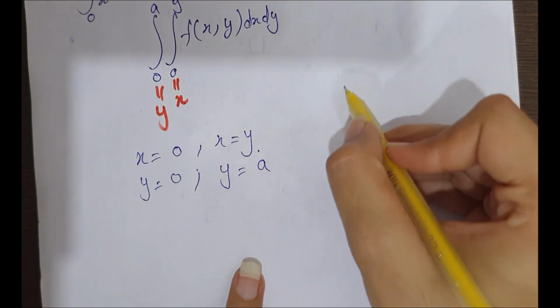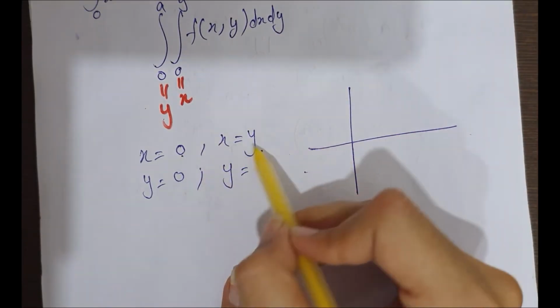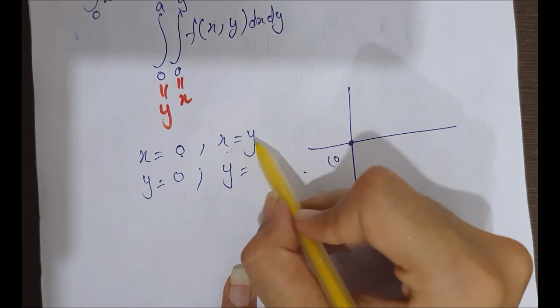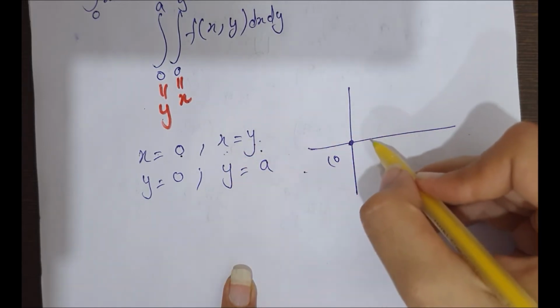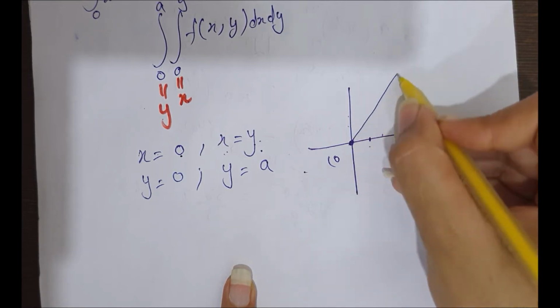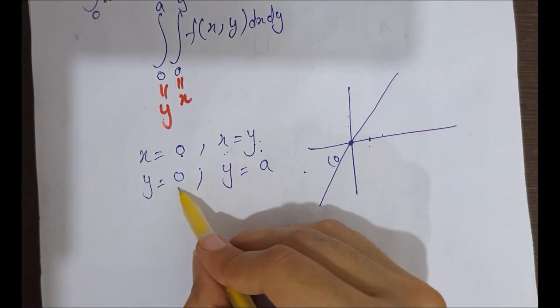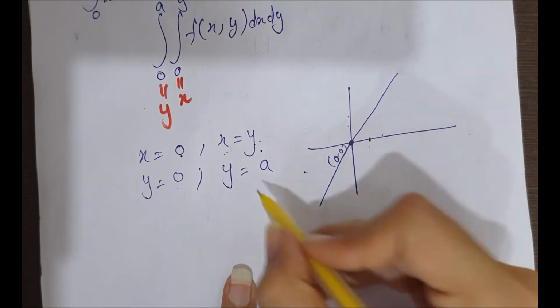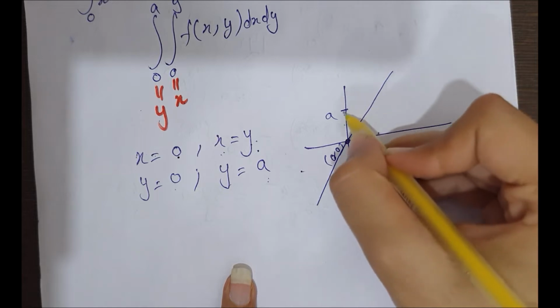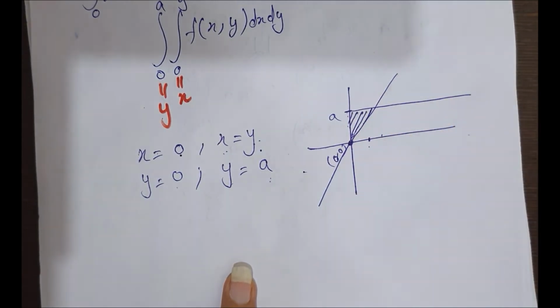So from here we can plot this function. x is from 0 to y. It means that if y is 1, x is 1; if y is 2, x is 2. If x is 1, y is 1; if x is 2, y is 2. It means that it will be a straight line. Here y is equal to 0 to y is equal to a. Y is equal to a will be somewhere here. So we have to find this enclosed area.